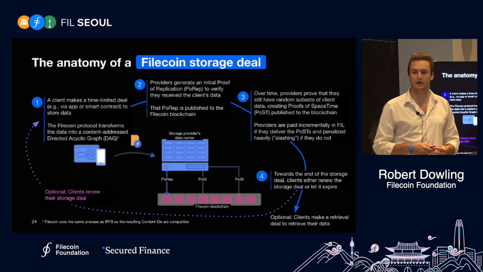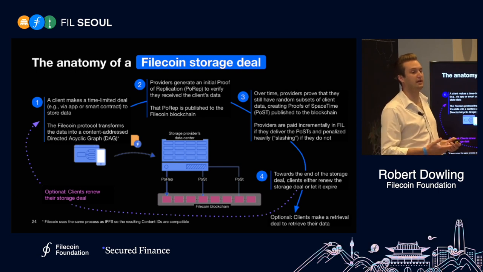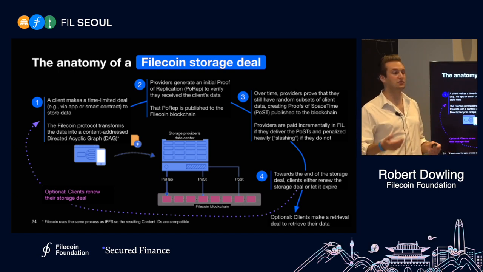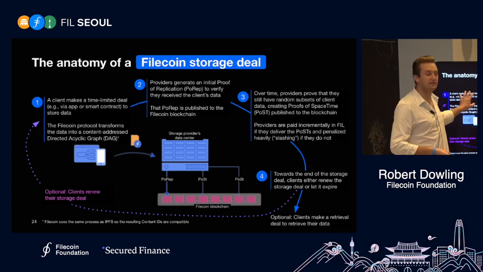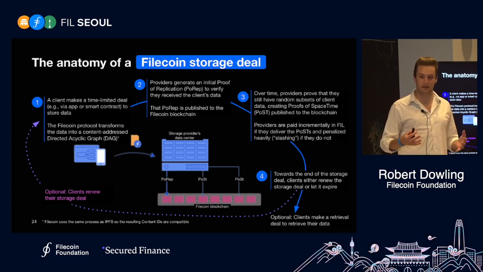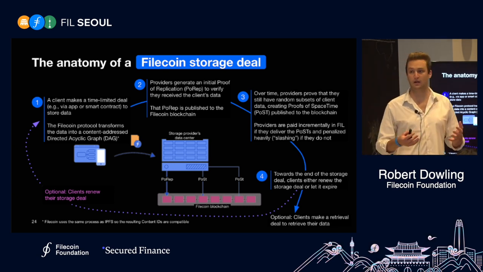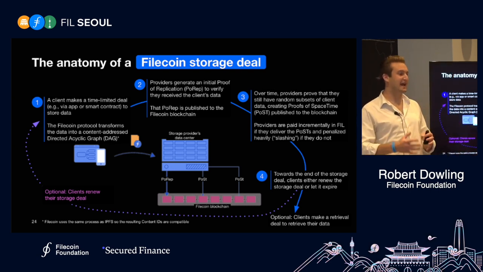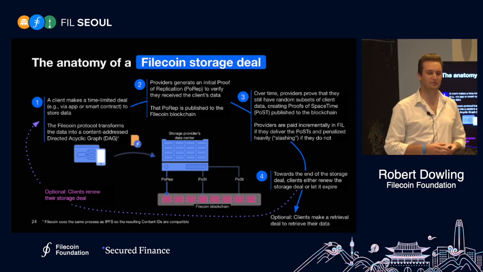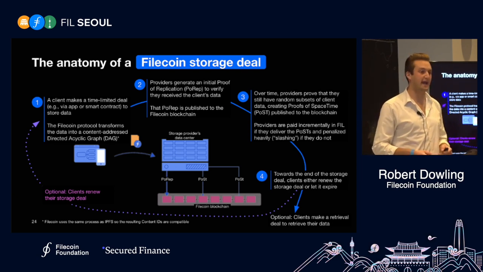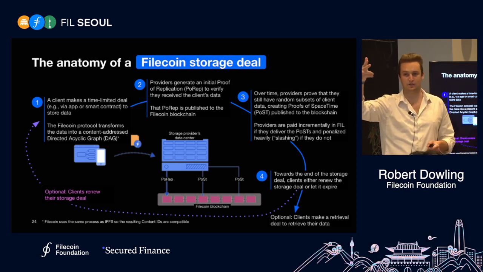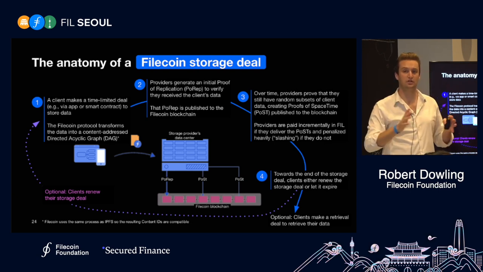So the way this works and why the blockchain is so important is the blockchain gives us the cryptographic guarantees that the data is actually stored where and when the storage providers are promising. So, how does a Filecoin storage deal work? First of all, a client who has data, they want to store this data with a storage provider. They come to Filecoin and they say, hey, I have this much data. I want to store it for this length of time. I want to pay this much Filecoin. That is called a storage deal.